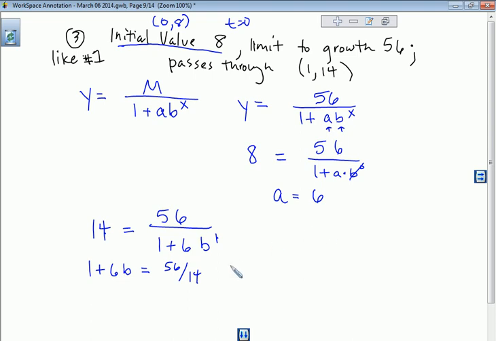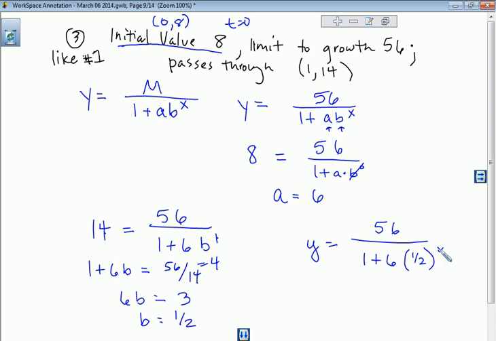Okay? So now that we found A, we can actually solve for B. What is 56 divided by 14? 4. Okay, so this is 4. So if I subtract 1, I'm down to 3. And I divide by 6, and B is 1/2. So the function for the logistic curve that models this situation is y equals 56 over 1 plus 6 times 1/2 to the x.